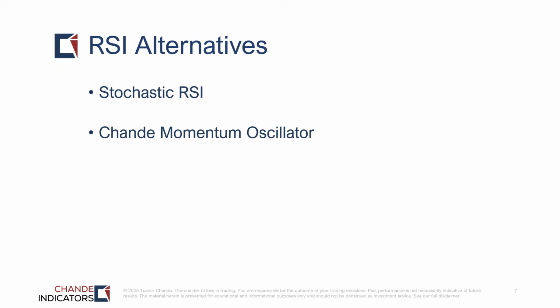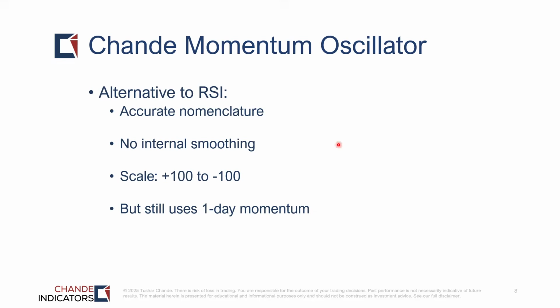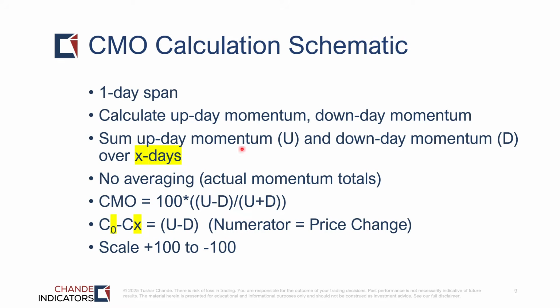In the past, I've presented alternatives to the RSI, developed the stochastic RSI, and it's now available pretty much everywhere. And I designed the Chande Momentum Oscillator, and I'll use that as a way to drive the Ishaan calculation. So the CMO is an alternative to the RSI. Right off the bat, it has accurate nomenclature. It has no internal smoothing. It has a scale of plus 100 to minus 100, which is more interesting, but it still uses a one-day momentum.